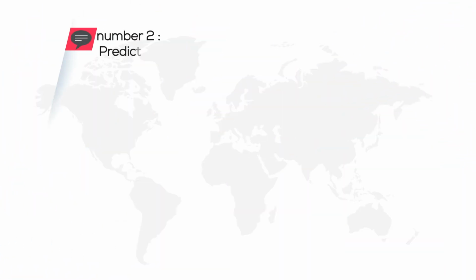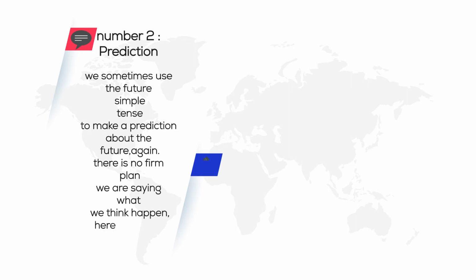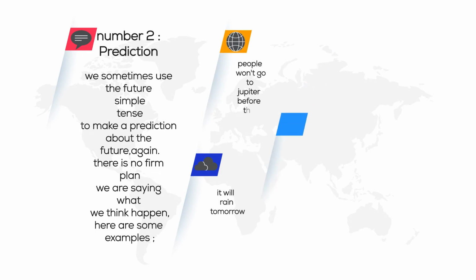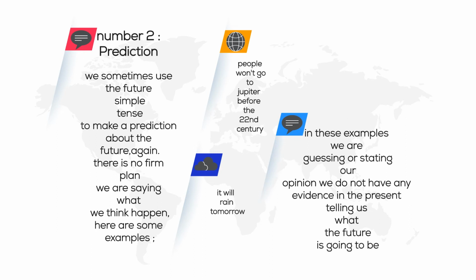Number 2: Prediction. We sometimes use the future simple tense to make a prediction about the future. Again, there is no firm plan. We are saying what we think will happen. Here are some examples. It will rain tomorrow. People won't go to Jupiter before the 22nd century. In these examples, we are guessing or stating our opinion. We do not have any evidence in the present telling us what the future is going to be.